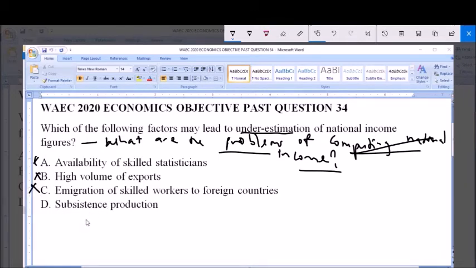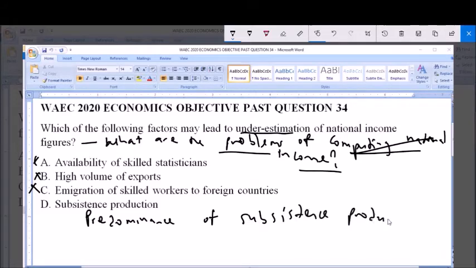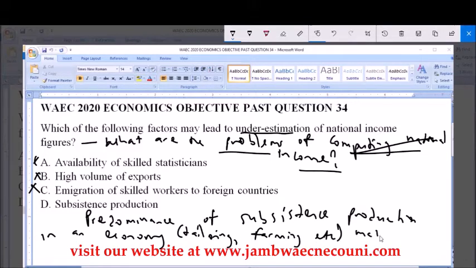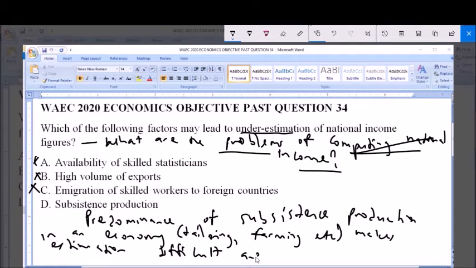Now, option D says subsistence production. The predominance of subsistence production in an economy, subsistence production such as tailoring, farming, etc., makes estimation difficult and it is often underestimated.